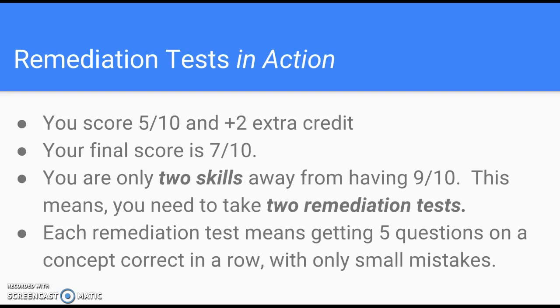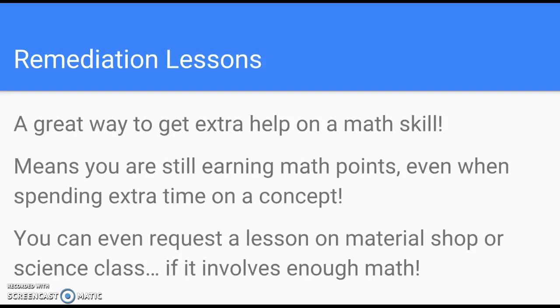Let's say you get 5 out of 10 plus 2 extra credit. So your score is then 2 skills away from an A. Then that just means 2 remediation tests, 2 times that we prepare you to do that kind of question 5 times in a row. And to get extra preparation, we can always do a remediation lesson, which means you've got extra time to work on a concept while you still make points.